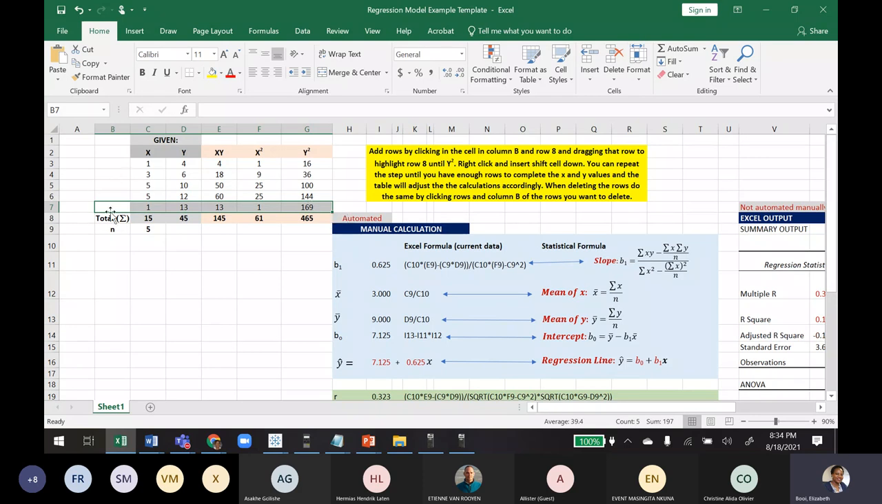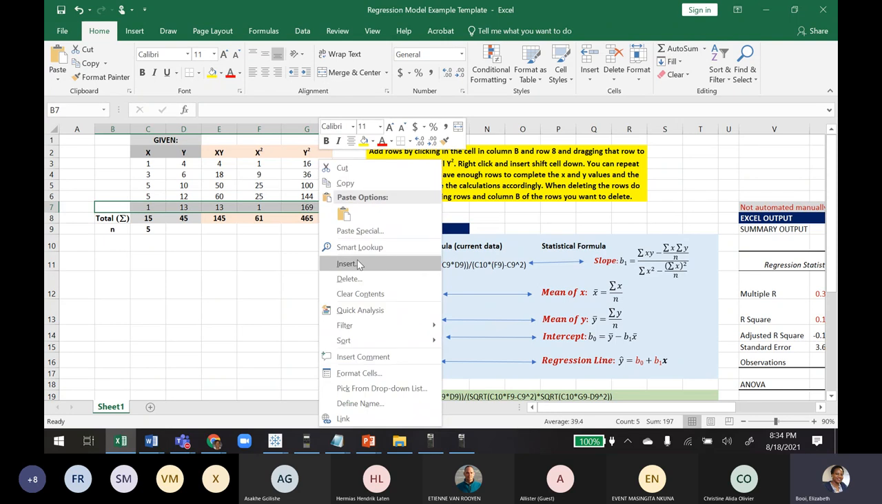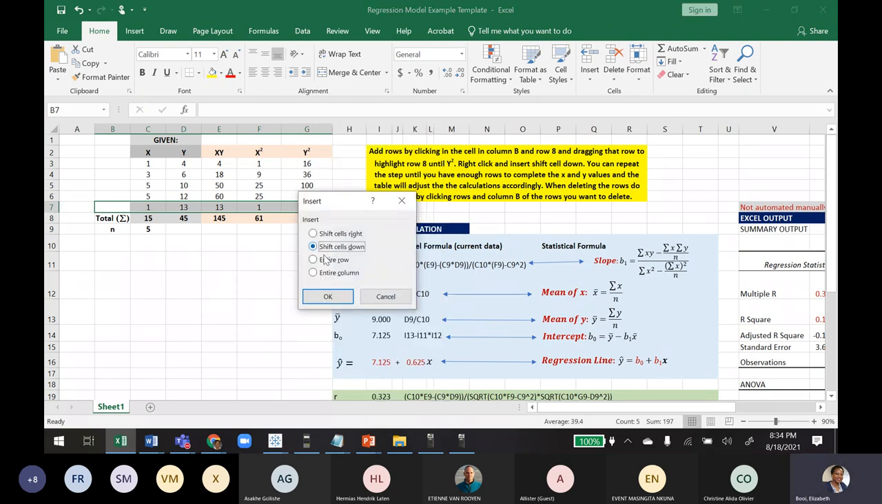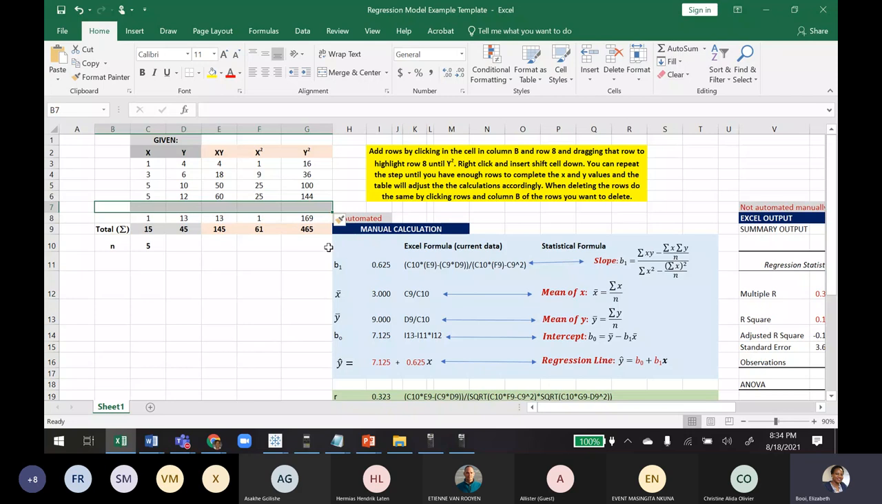So if you're adding more values, you just highlight from B and you just go and say insert, and you say down. Don't drag it until the end, because then you're messing up all the calculations. And then you will have a line, and then you can add your new values onto there, and so forth. I'm going to go back because I want to have the same information on here.